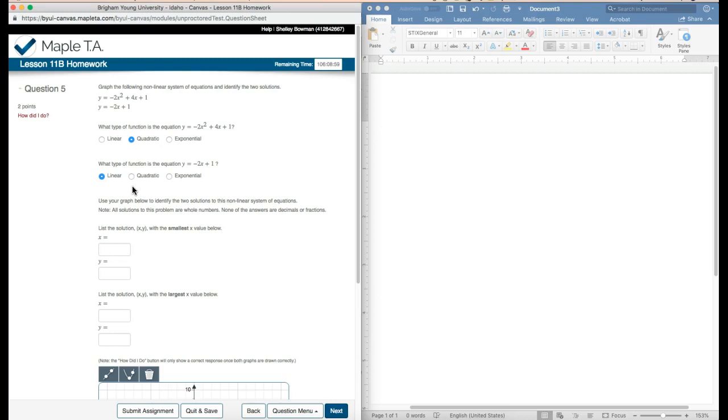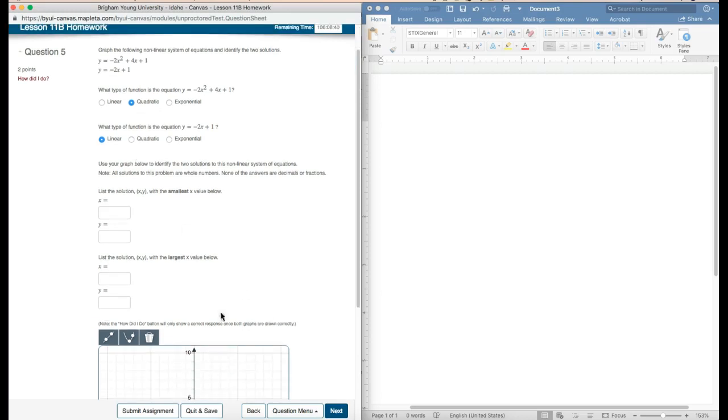The next is use the graph below to identify the two solutions to this nonlinear system of equations. Note, all solutions in this problem are whole numbers. None of the answers are decimals or fractions, which is nice because even as close as we can possibly get it, it might look a little bit off on our graph. So it's nice to know that we're looking for it to go through an actual corner in all of our graphs down here.